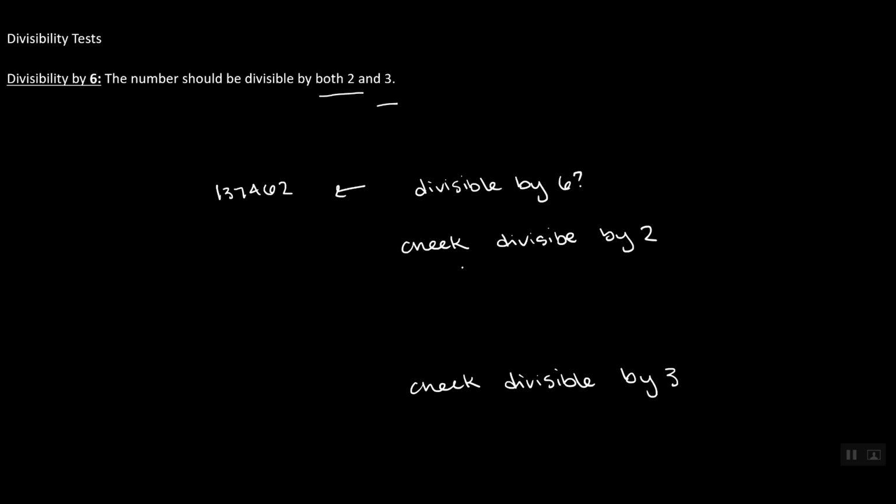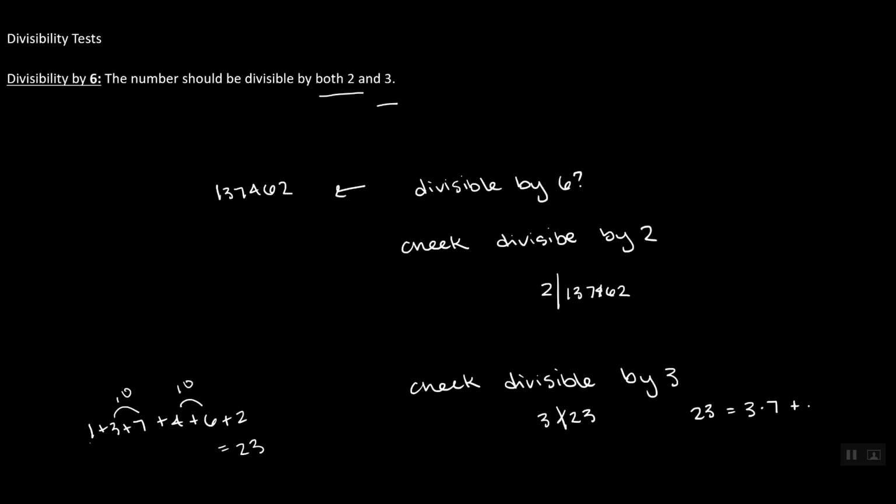So in order for this number to be divisible by 2, it needs to end in a 0, 2, 4, 6, or 8. It does end in a 2, therefore 2 will divide our number, 137,462. And if we want to see if this number is divisible by 3, we'll add all of our digits together. Seven plus 3 makes 10. 4 and 6, that makes 10. So I have 20 plus 1 plus 2 is 23. 3 does not divide 23 because 23 is 3 times 7, which is 21, plus 2, and that's a non-zero remainder. So 3 does not divide 23, which means 3 does not divide our larger number.